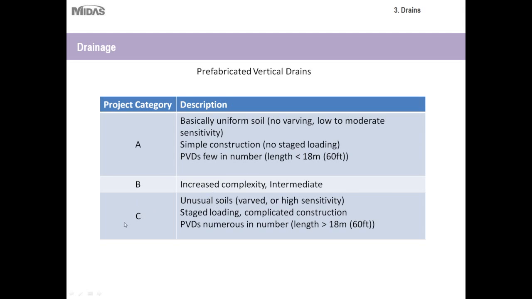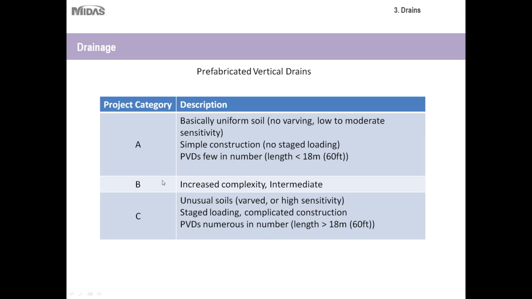So let's go to the other extreme, which is project category C, which is used for unusual soil. If you have lots of varves or high sensitivity, it's not impossible to drain these areas. It just takes more effort. Also, if you have stage loading or complex construction, this will also lead to more effort on your part in order to do the drainage properly. This will actually increase the number of drains that'll be necessary, and as you can see, the length is greater than that specified in project category A.